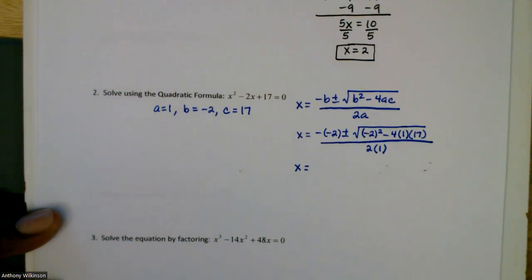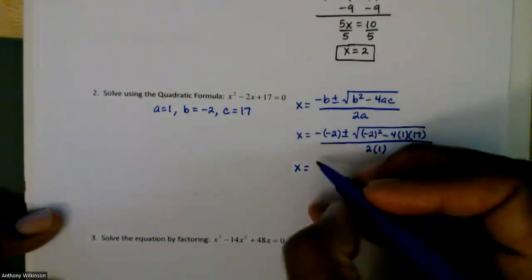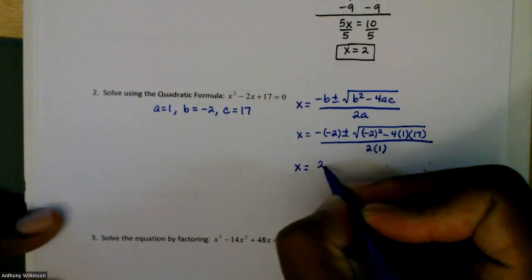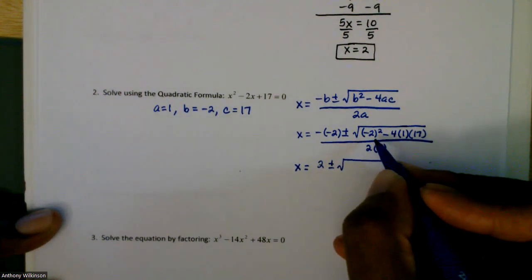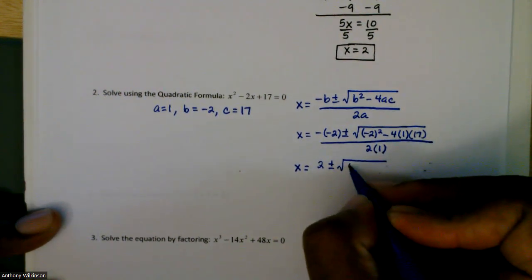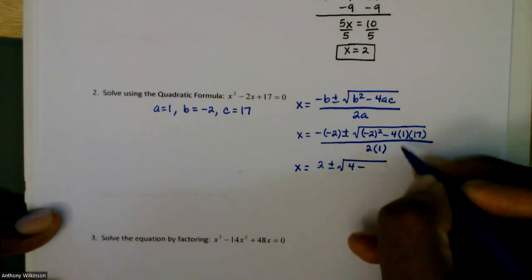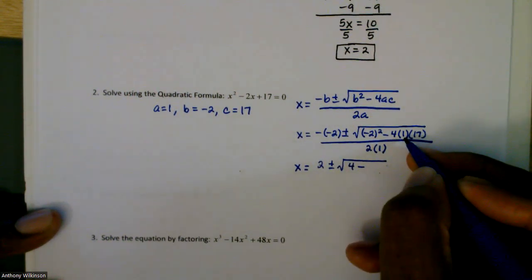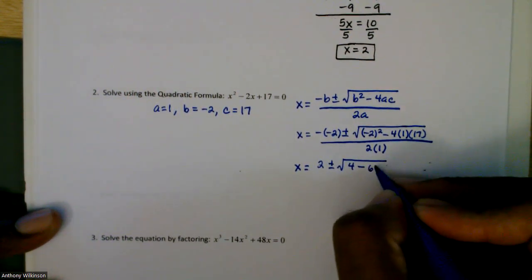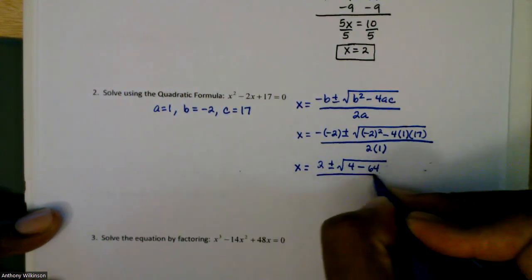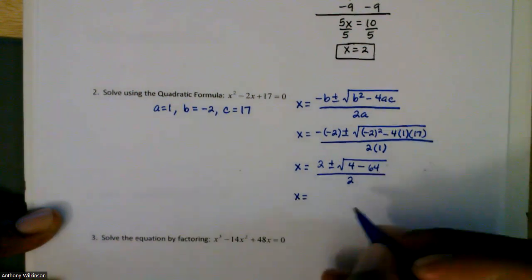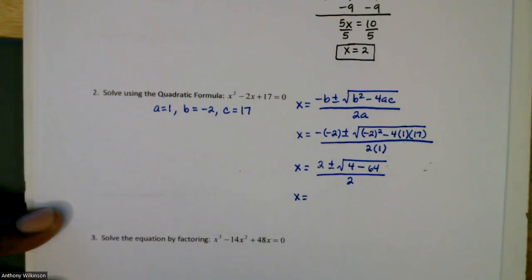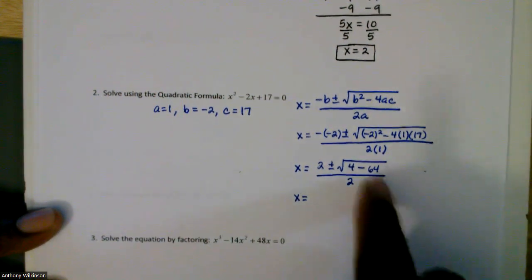All right, next we simplify here. Negative of -2 would just be plain 2, plus or minus the square root of. -2 squared is -2 times -2. That's going to be 4, minus 4 times 1, which is 4. And then 4 times 17 will be 68. All that's divided by 2 times 1, which is 2. Now, if I simplify what's underneath that radical, 4 minus 68.